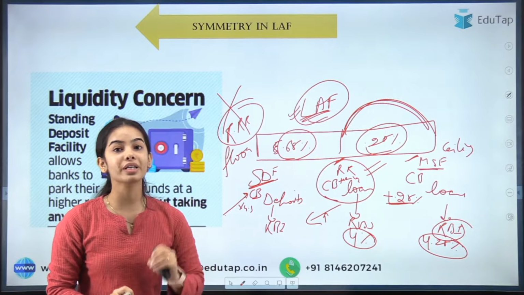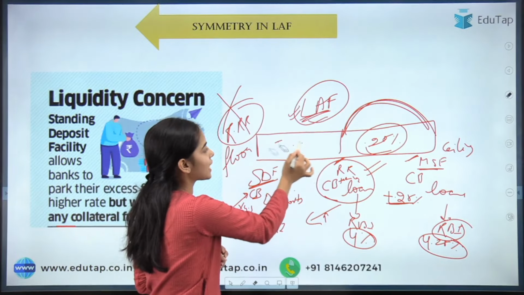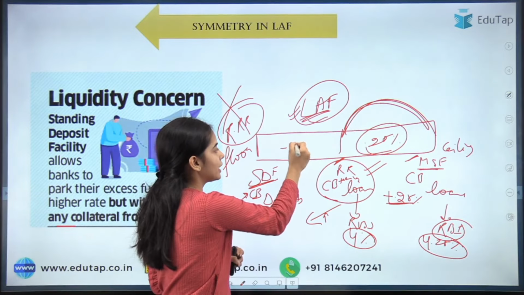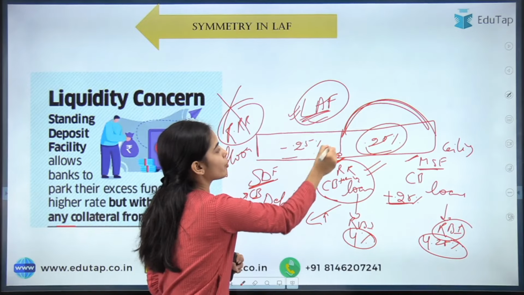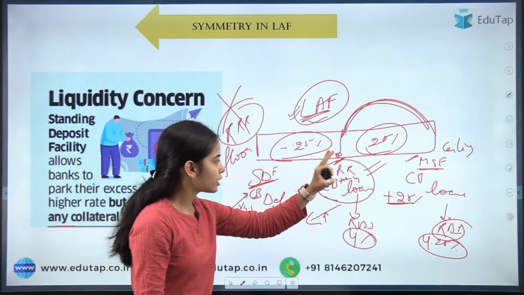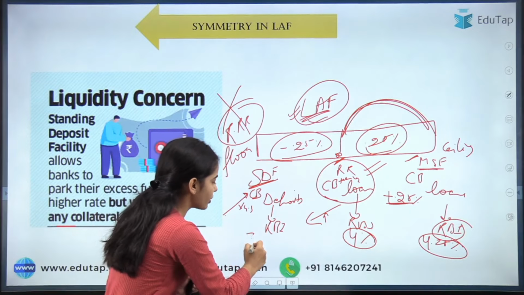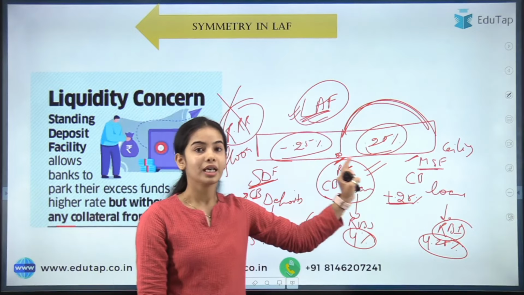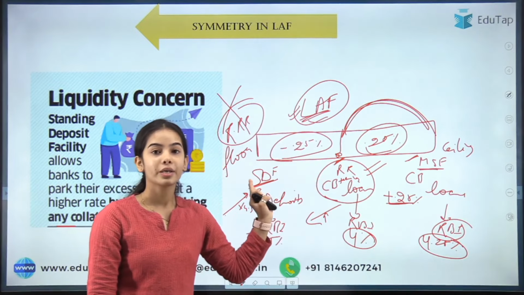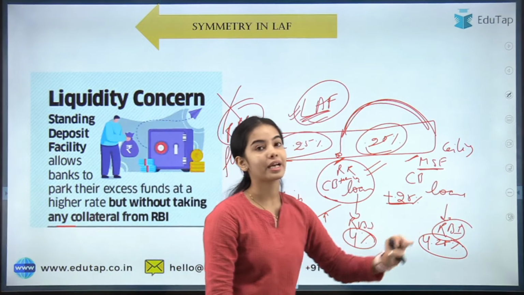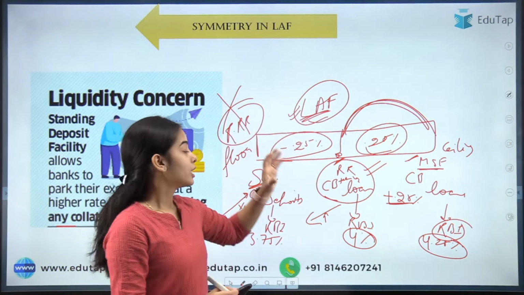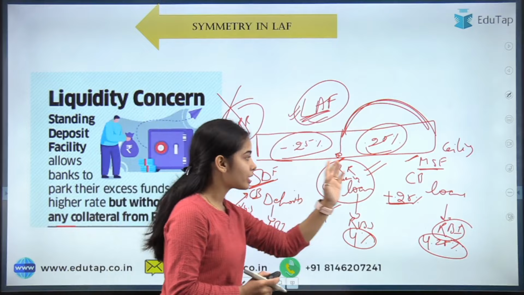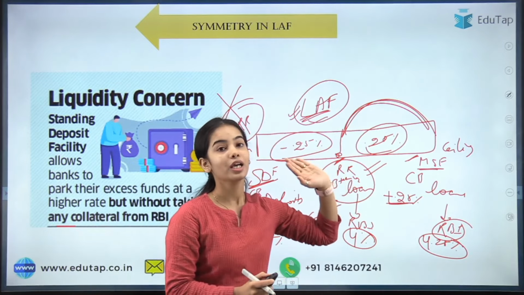As well, symmetry has been created through the SDF, because the RBI has defined that the SDF will be lesser than the repo rate by 0.25%. So if the repo rate is 4%, the SDF will be 3.75%. Here you have seen the symmetry. The difference between the SDF and repo rate is 0.25%. The difference between the repo rate and MSF is 0.25%. The SDF is lesser than the repo rate by 0.25%, and the MSF is greater than the repo rate by 0.25%.